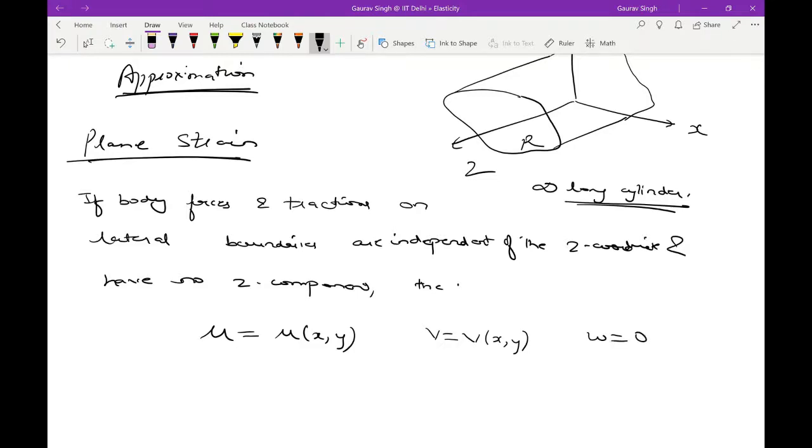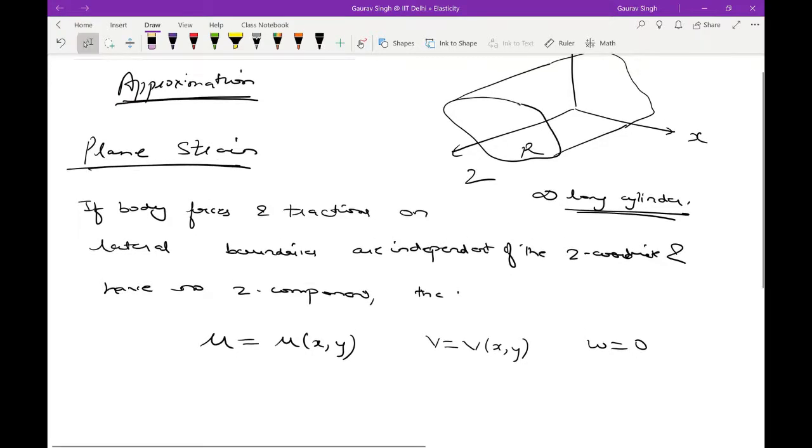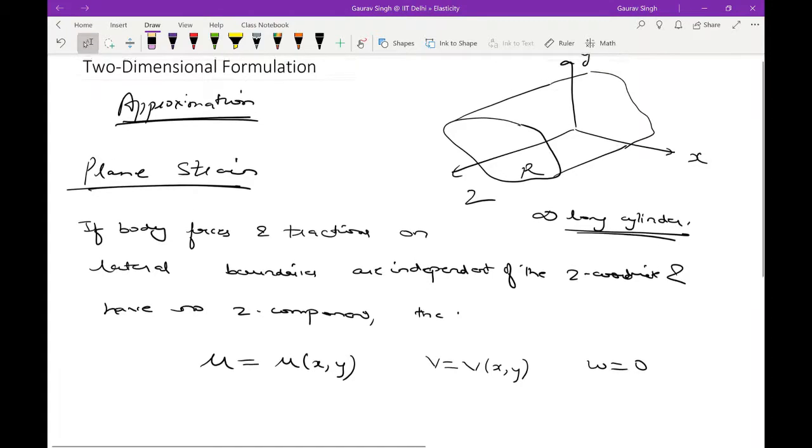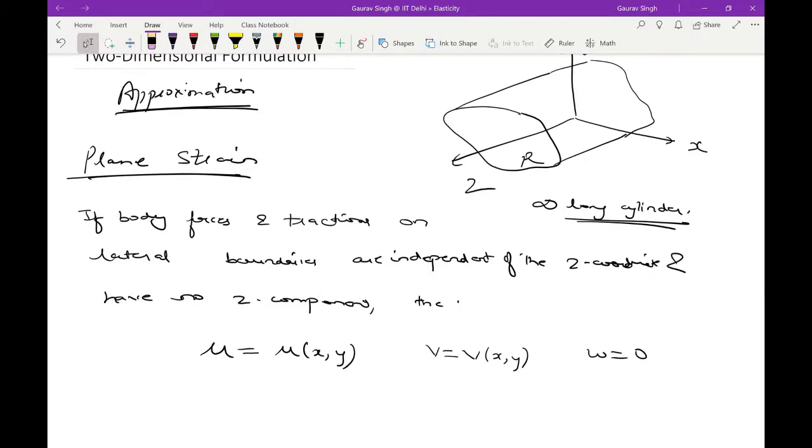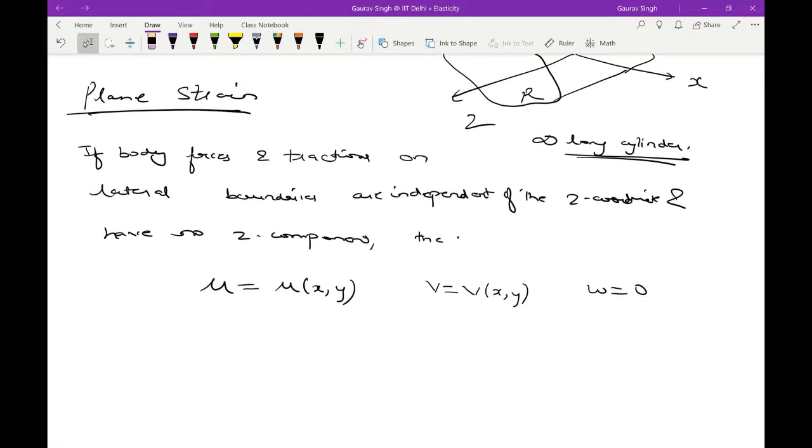So this is the so-called starting point of the plane strain approximation, that if forces and tractions on the lateral boundaries are independent of the Z coordinate and have no Z component, then the displacements can be written only as a function of x and y for u and v, and for the displacement in the Z direction it is considered to be 0. The logic is that since it's infinitely long in the Z direction, there would be no displacements anywhere in the solid in this direction. Because it's always in comparison with what the length is in the Z direction, and that's infinite. So this is the approximation part of it.